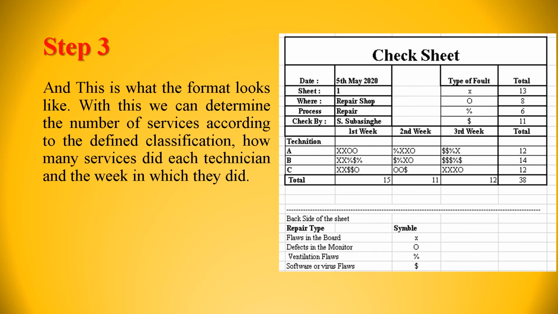Yes. What information can you get? Here you can see the total number of repairs within that specific period is 38. Within the first week 15, the second week 11, and the final week about 12 repairs. When we consider the repair types, the highest number of repairs was for flaws in the board. The second one is software and virus flaws. So they have to train their technicians especially for those 2 repairs.